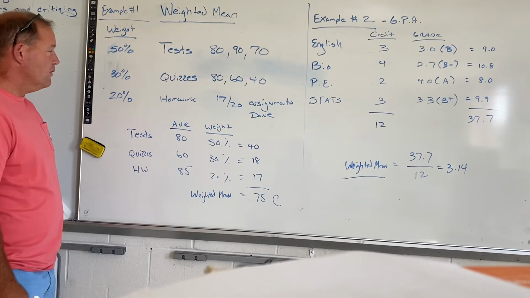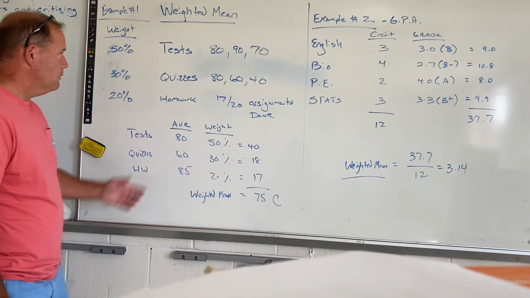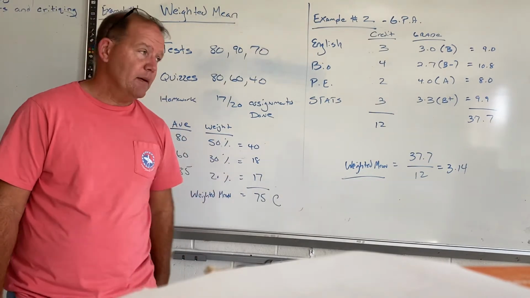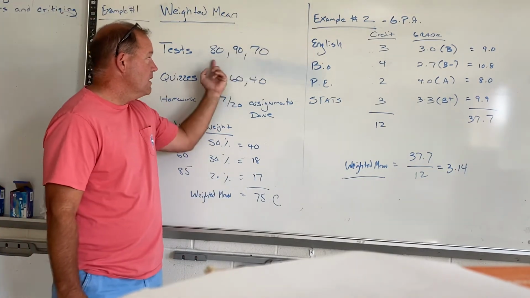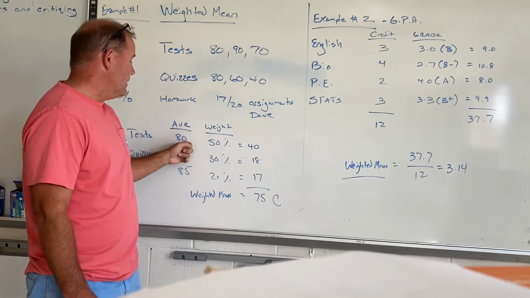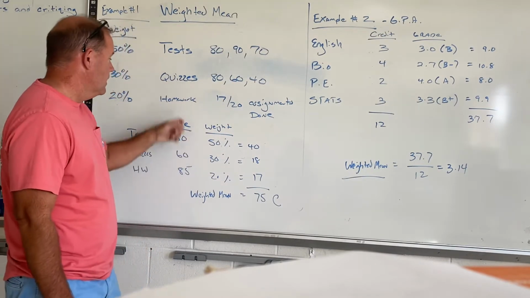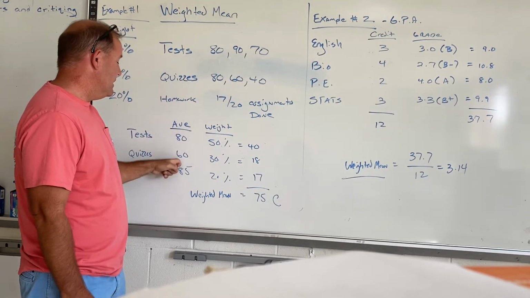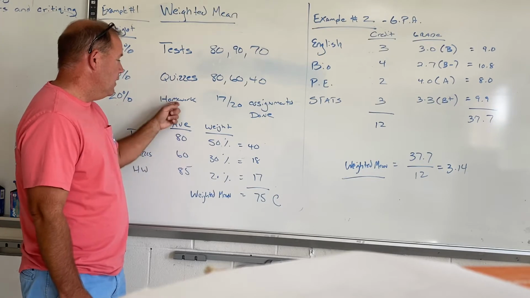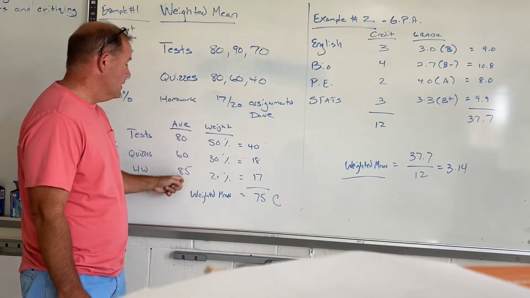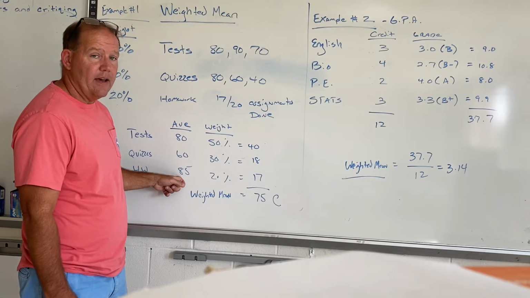And so the first thing we have to come up with is, well, we had 3 tests. Okay, thinking about what we did with finding a mean, what's the average of these 3 test scores? Well, if I add them up and divide by 3, my test average is an 80. Quizzes, 80, 60, 40. Again, my average is going to be a 60. And homework, you did 17 out of 20 assignments, so 17 divided by 20, your average was an 85.